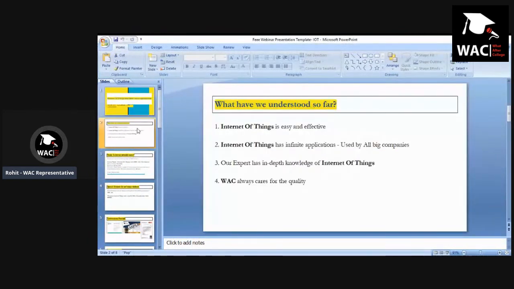So first of all, the thing which you have understood in this session is what is IoT, what is the usage of IoT in the industry, and what is the future of IoT, right? So if you want to learn it fully, you can attend our full webinar, right?